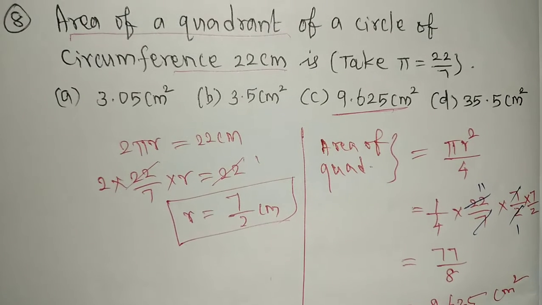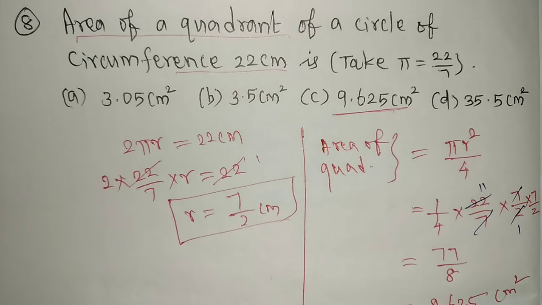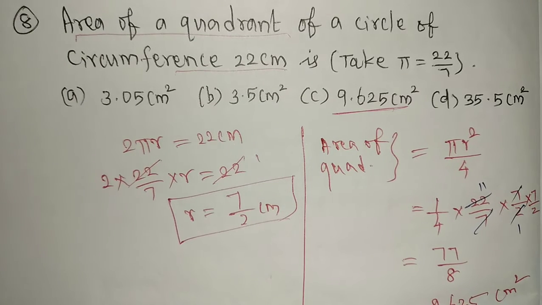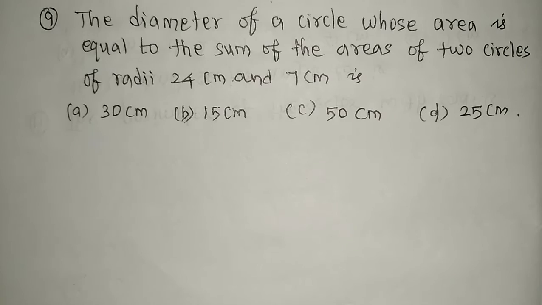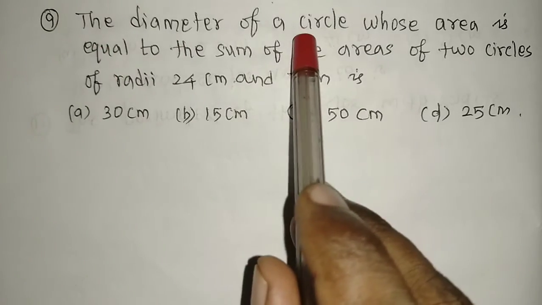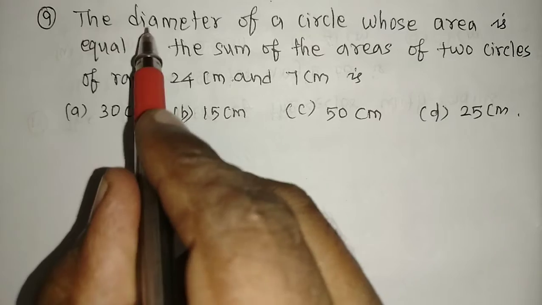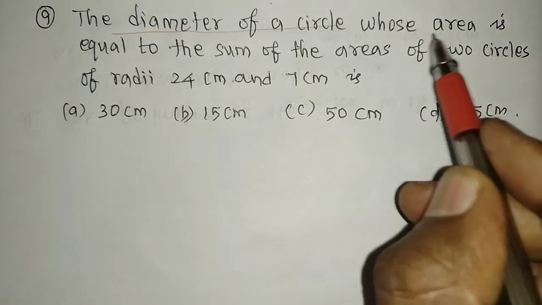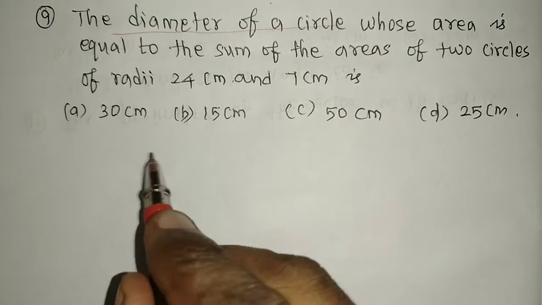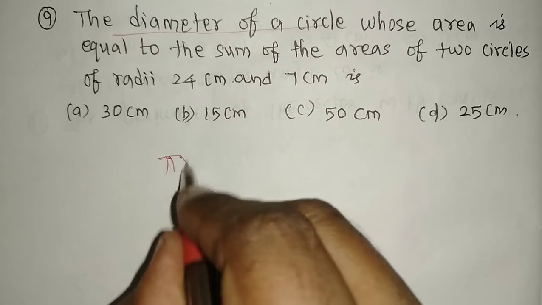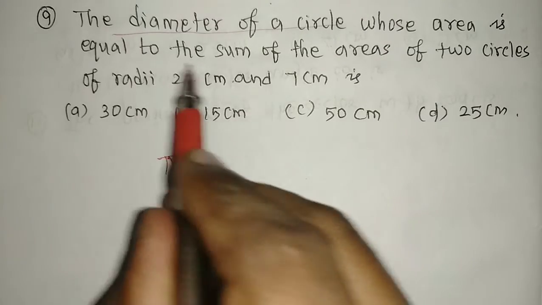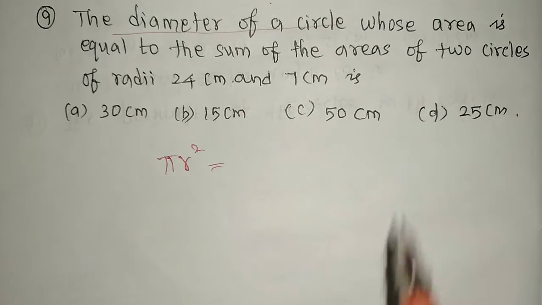So here also you have to understand the question, what they asked, then we'll go in a simple manner. Okay, we'll go for the next question. The diameter of a circle whose area is equal to... So the diameter of the circle we have to find. Okay, the area is given. The area of the circle we know very well, that is pi r square, is equal to the sum of the areas of two circles.